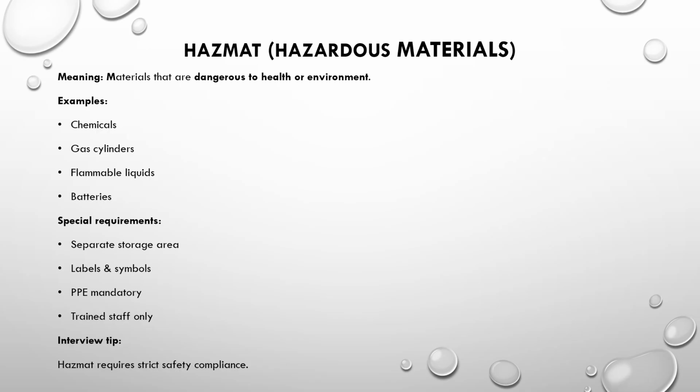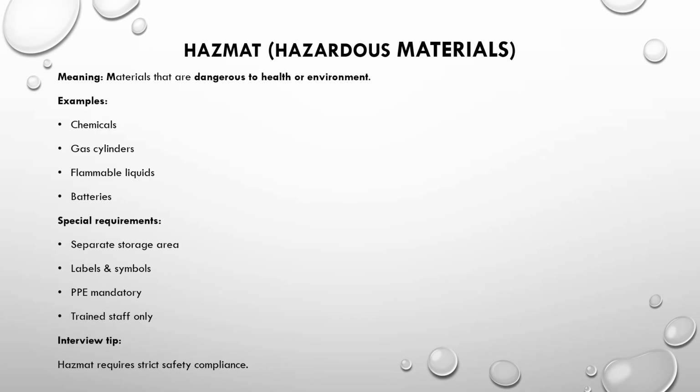Now let us understand hazmat, which stands for hazardous materials. Hazmat refers to the materials that are dangerous to human health or the environment if not handled properly. These materials require special care and strict safety rules in the warehouse. Examples of hazmat materials include chemicals, gas cylinders, flammable liquids, and batteries. All these materials can be harmful if they leak, spill, or are handled incorrectly.